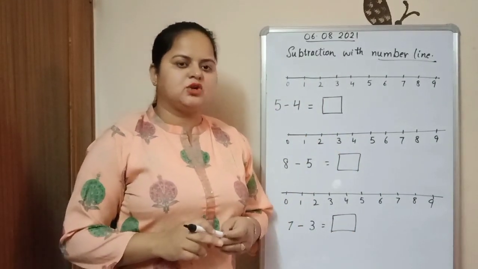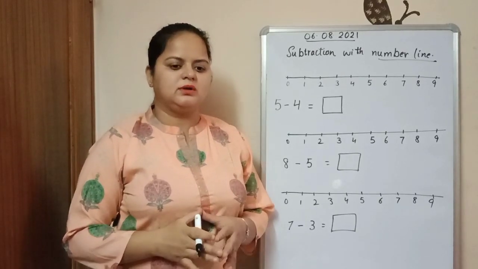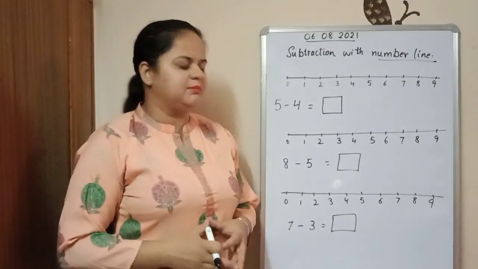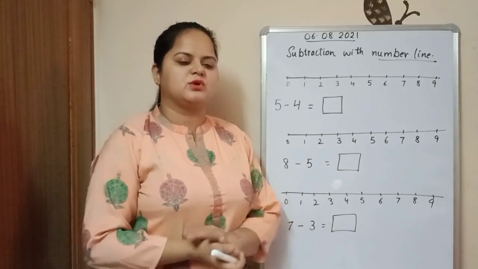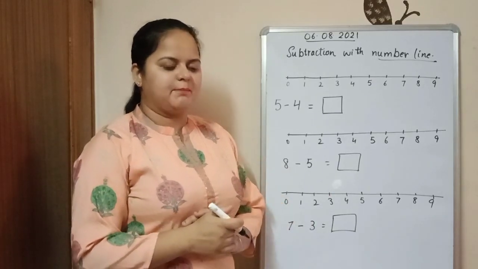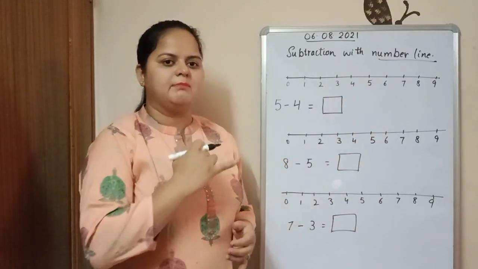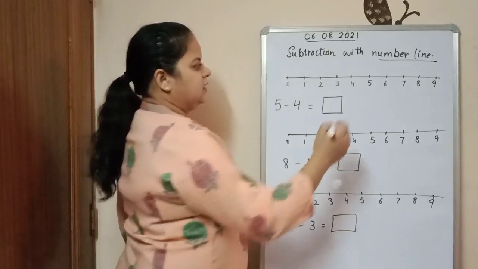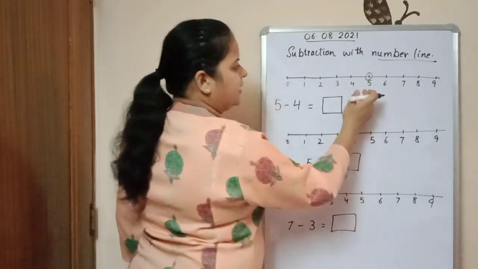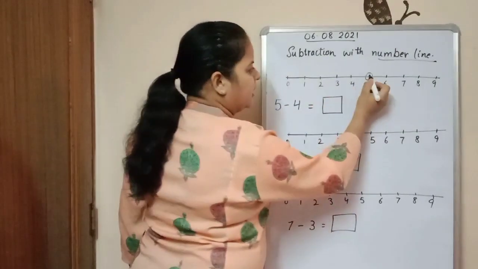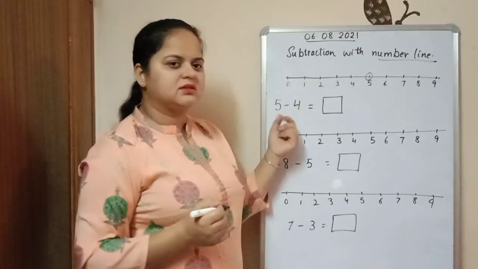I hope you understand the topic of number lines. Yes, subtraction with number lines you all know now. So how will we do 5 minus 4? We will start jumping from number 5, back jumps. In addition, we do the jumps to this side, and for subtraction we do them to the back side. Okay, we will do back jumps.